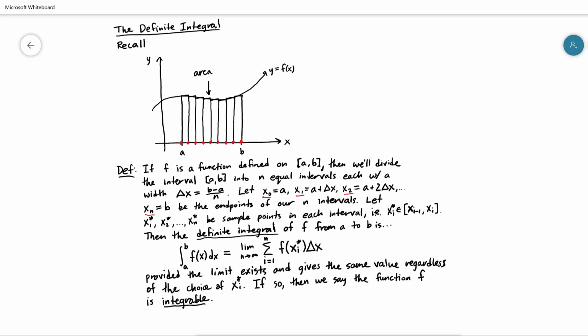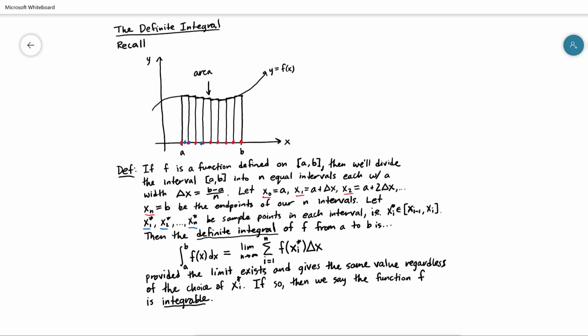The sample points just need to be points anywhere in that interval. So these points are our sample points, x1 star, x2 star, and so on up to xn star. x1 star is somewhere in that first rectangle. And it doesn't matter where. It could be closer to the left, closer to the right side of that. It doesn't matter. Maybe x2 star is really close to the left side. And maybe x3 star is really close to the right side. It doesn't really matter. All that matters is that these sample points fall, there's one in each rectangle.